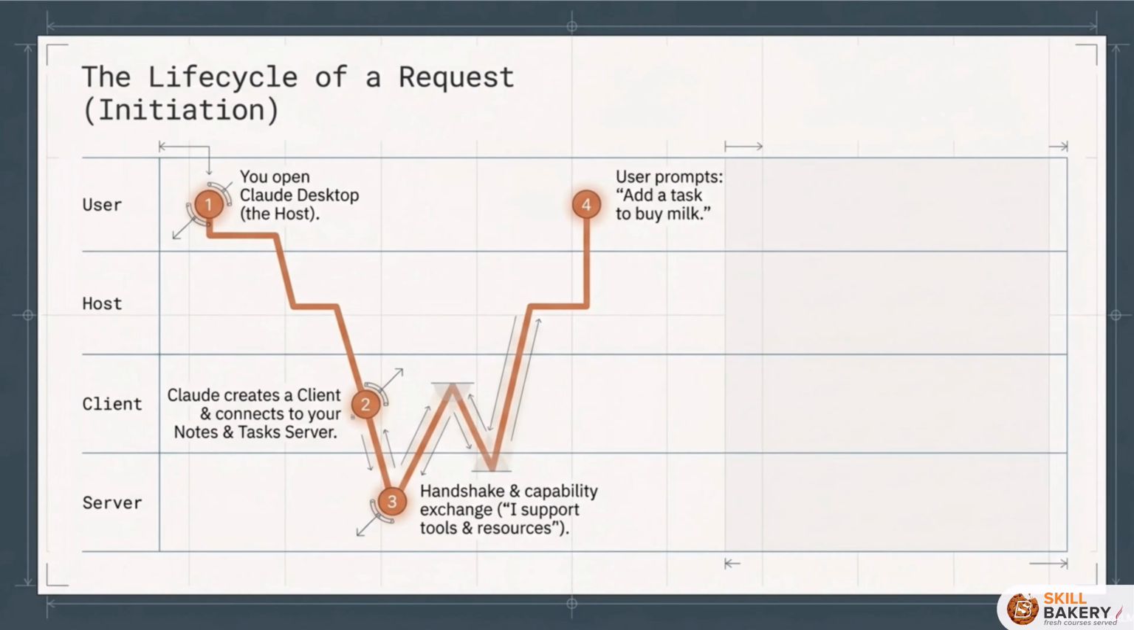A request begins with four critical initiation steps. First, the user opens the host. Second, the host creates a client to connect to your server. Third, a handshake and capability exchange occurs where the server says, "I support these specific tools and resources." Finally, the user provides a prompt, such as, "Add a task to buy milk."